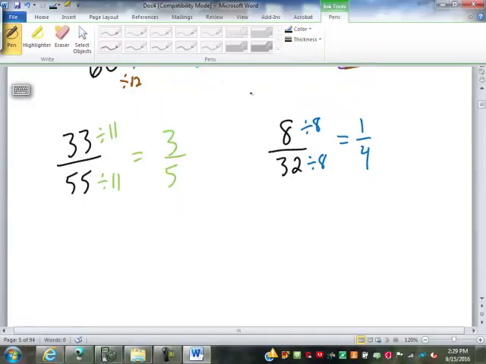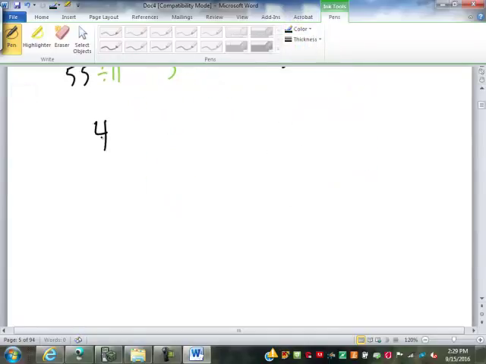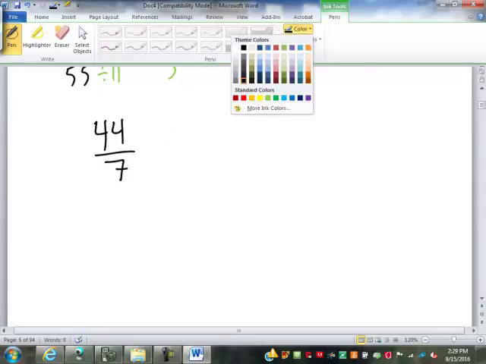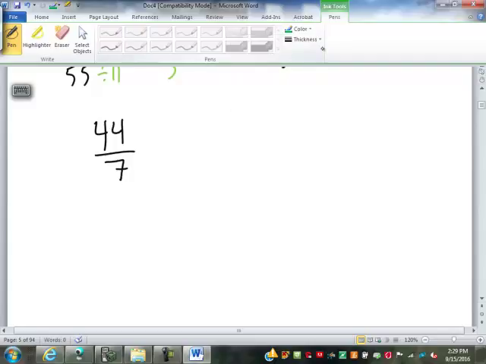Okay, well, let's look at what happens when we run into something like this. 44 over 7. So the 7 is saying it takes 7 pieces to make a whole object. And we have 44 of them, which means we have enough to make not only one whole object, but several. How do we figure out how many whole objects we can get? 7 divided by 44. Other way around. 44 divided by 7. There you go.